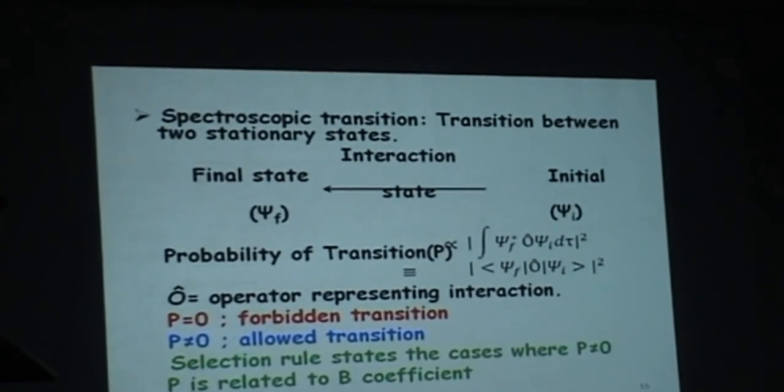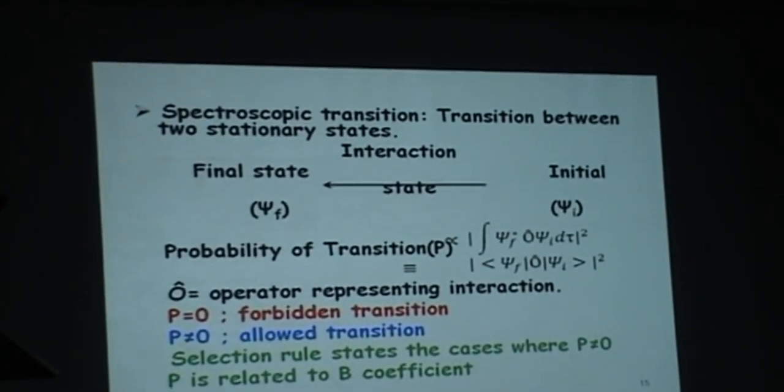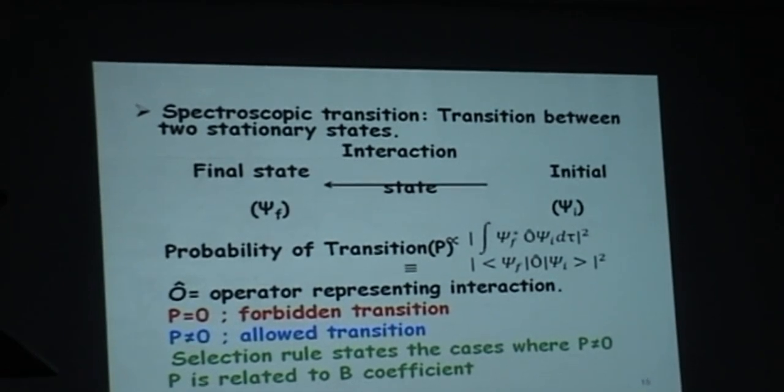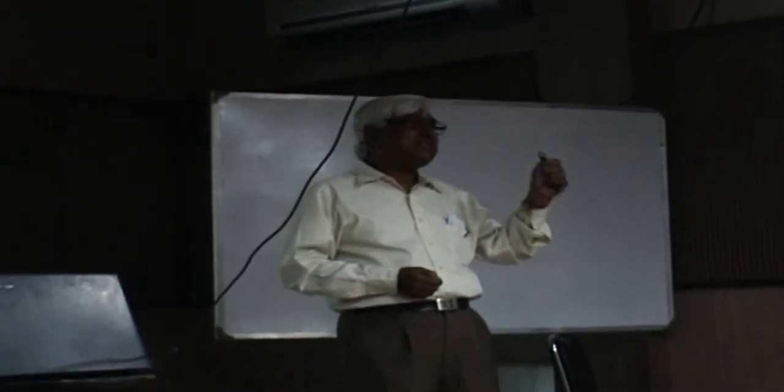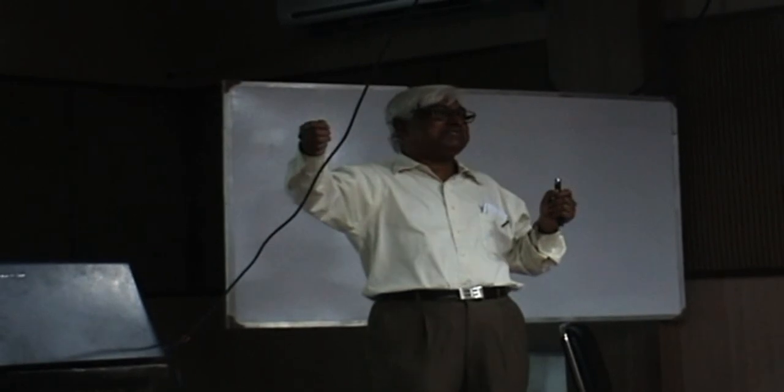So we said the spectroscopic transition is a transition between two stationary states, initial state and final state. It is a very uncommon convention to write the initial state on the right hand side and the final state on the left hand side. In thermodynamics, we always write the initial state on the left hand side and then put an arrow from left to right. Here it is given in the opposite direction, as practiced by spectroscopists.